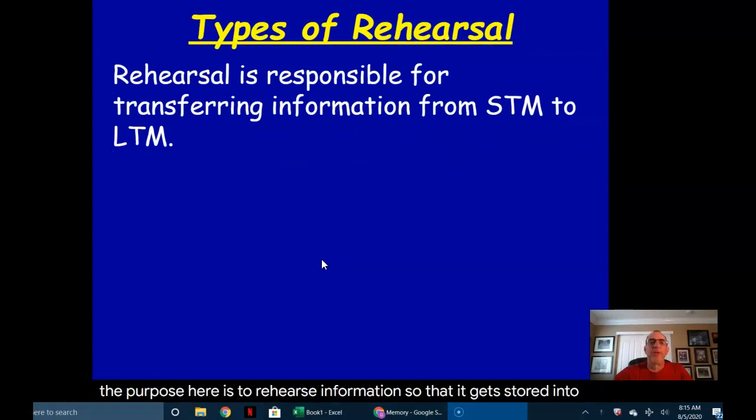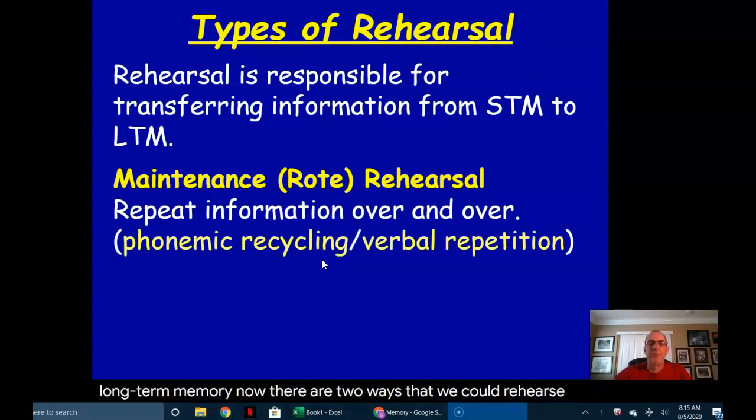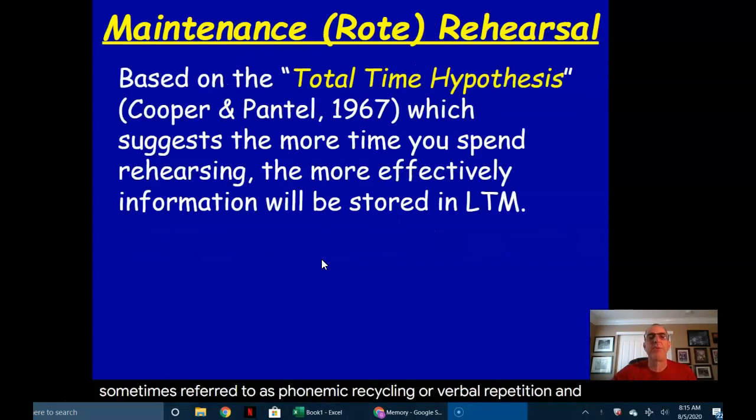Now, there are two ways that we can rehearse information. The first type is called maintenance or rote rehearsal. This is what you learned back in elementary school. This is where you just repeat information over and over again. This is sometimes referred to as phonemic recycling or verbal repetition. And this is based on what's known as the total time hypothesis, which is the idea that the more that you rehearse it, the more that you repeat it, the more likely you're going to remember it for a later date.